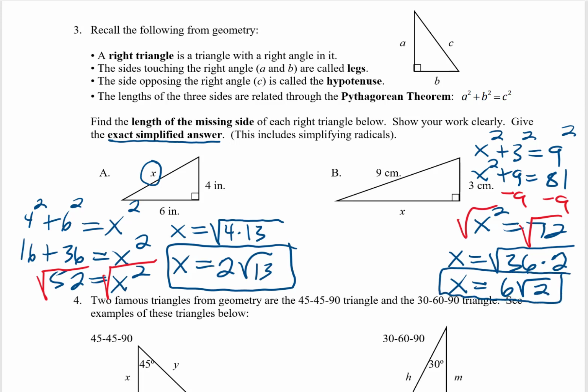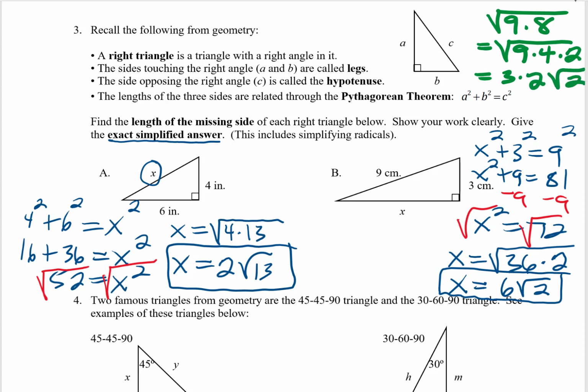What if I hadn't thought about the 36? What if I had only noticed, say, that 9 goes into 72 8 times? Well, then I just have to keep going because there's also a perfect square in 8, namely 4 goes into 8. Square root of 9 is 3, square root of 4 is 2. The other 2 would get left behind, and you can see there again is the 6 square root of 2.